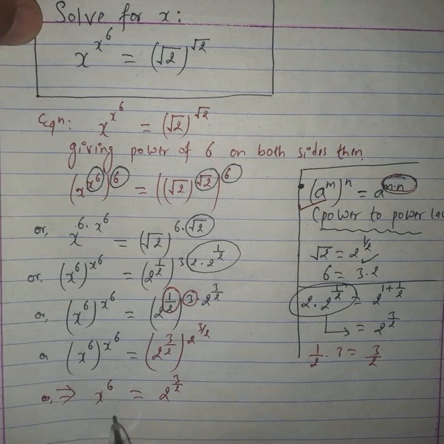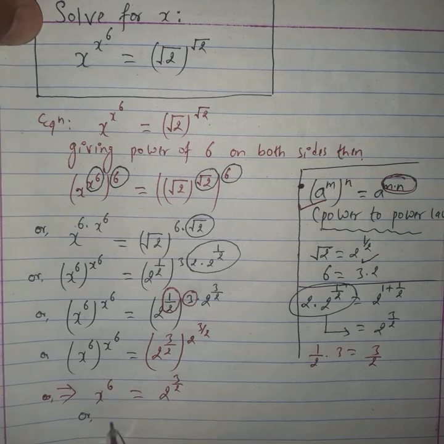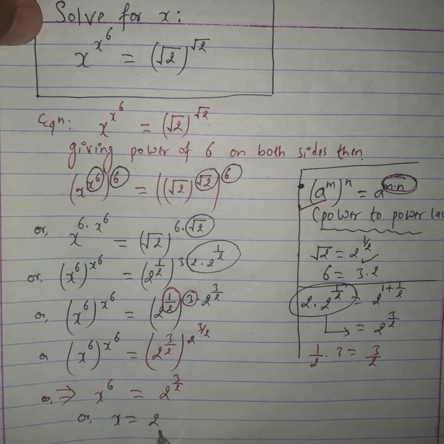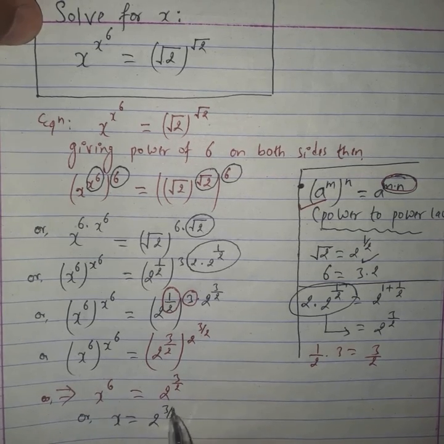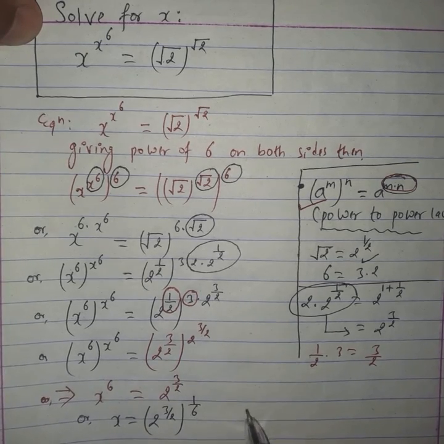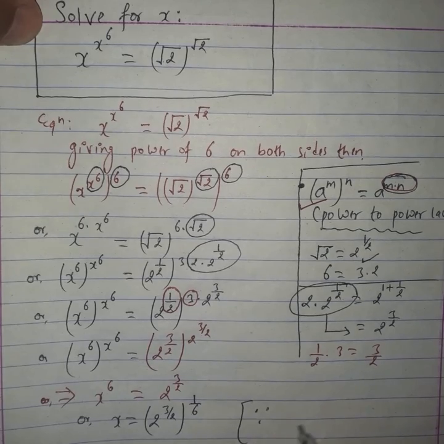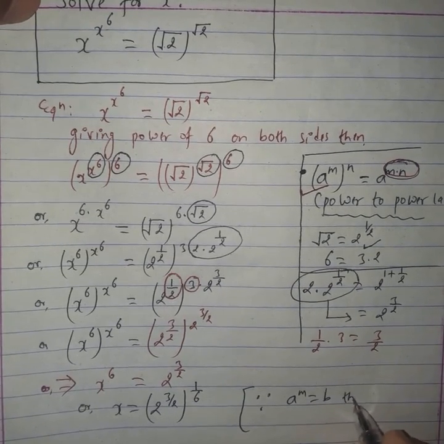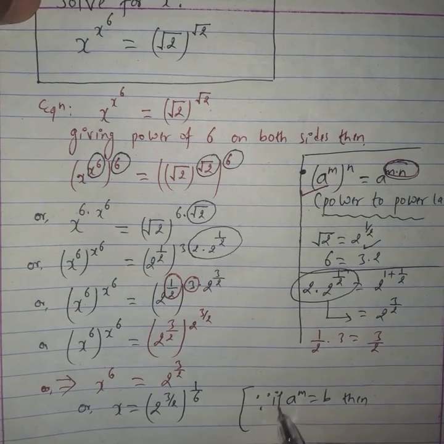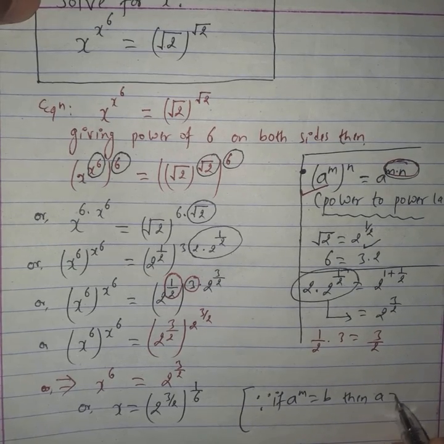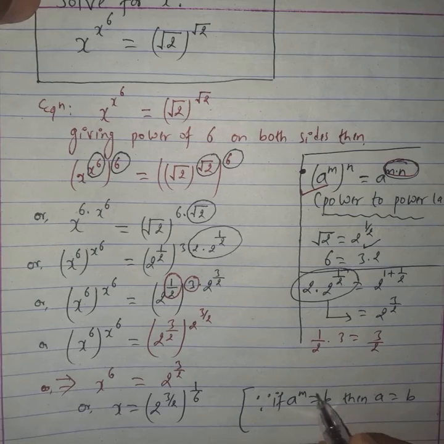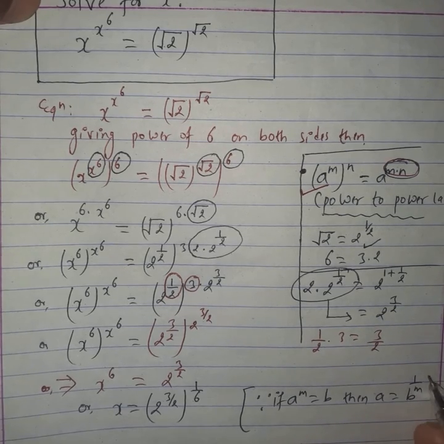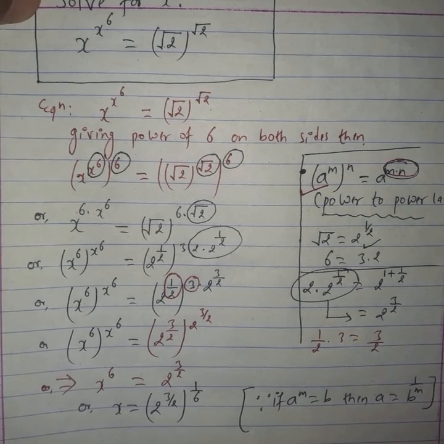And this can be further written as, the value of x is just 2 raised to the power of 3 over 2, to the reciprocal of 6, which is 1 over 6. Here we just use the formula: if a raised to the power of m is b, then the value of a will be b raised to the power of 1 over m. We will just use this one.